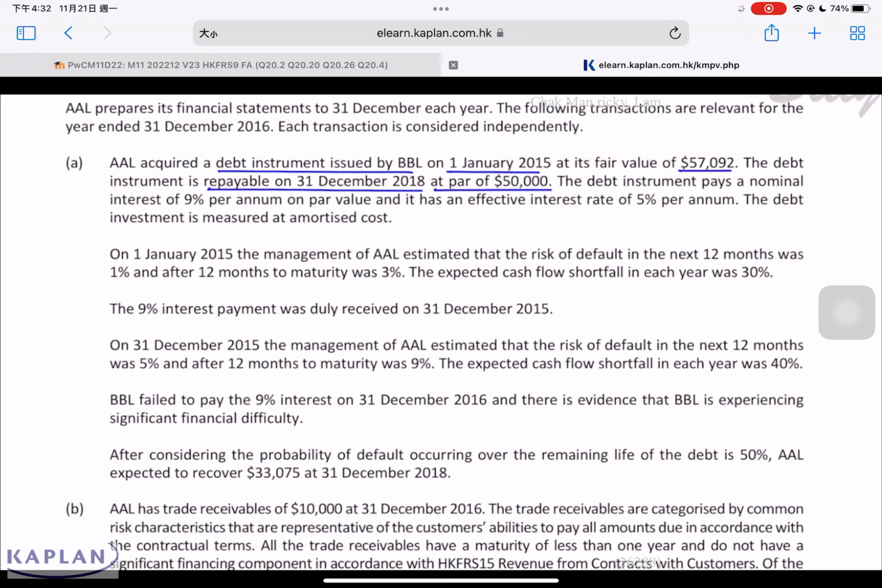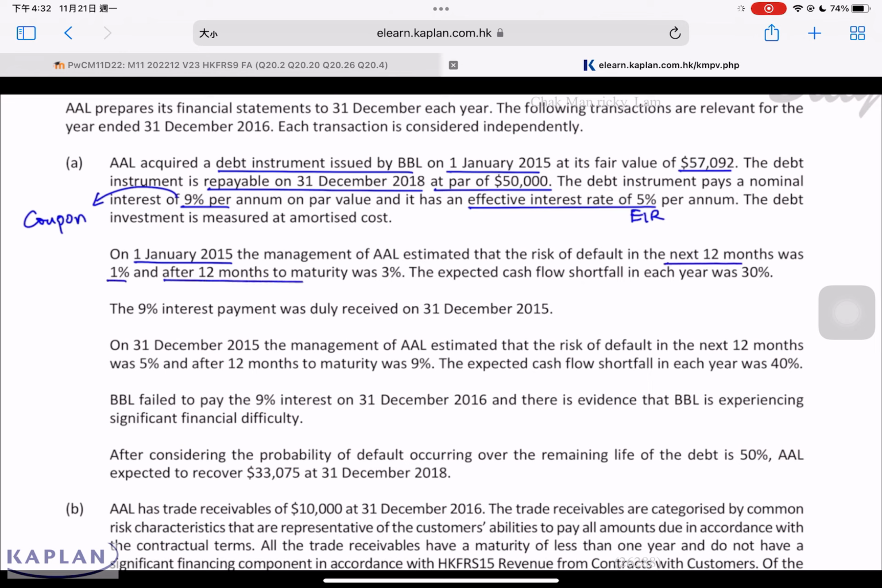The debt instrument pays a nominal interest rate of 9%, the coupon rate, sometimes we call this the contractual rate. Effectively, the investment has an interest rate of 5%, the effective interest rate. If the initial amount and the redemption amount are different, the coupon rate and the effective interest rate will not be the same. At the date of purchase, 1st Jan 2015, the management of AAL estimated the risk of default in the next 12 months was 1%.